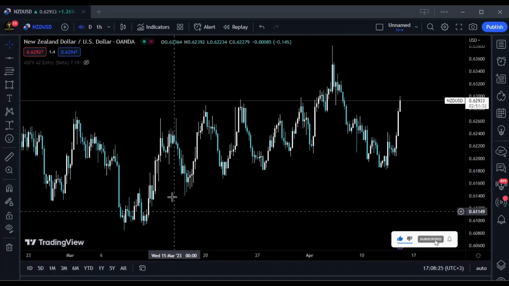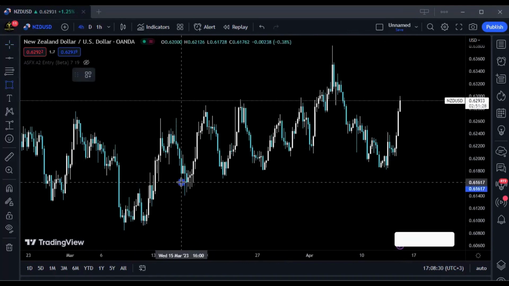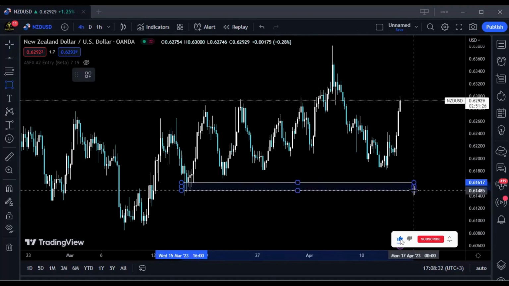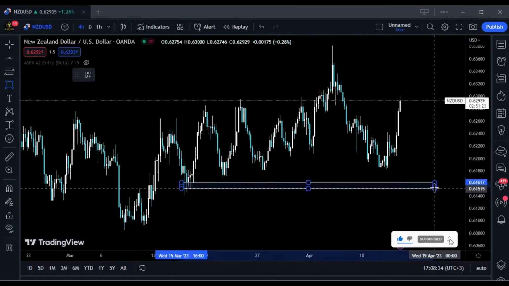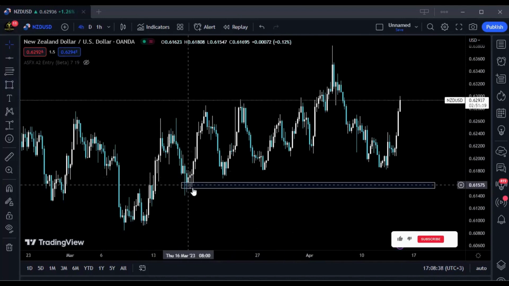Now, when it comes to drawing support and resistance, you need to just cover the wicks. Like for instance, here you see this, you need to cover that. And then just pull out your zone like that. Don't cover the body, cover the wicks.